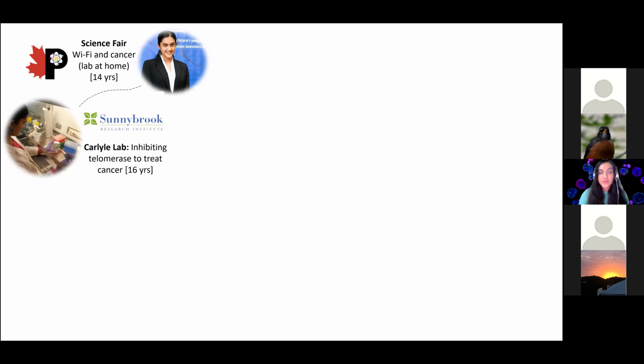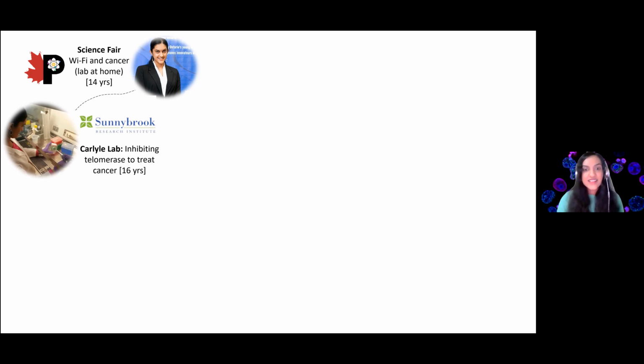I worked at the Sunnybrook Research Institute, which is a lab here in Toronto. And I was looking at a project that wanted to inhibit an enzyme called telomerase. And this enzyme is believed to be upregulated or overproduced by cancer cells because it allows them to proliferate faster and reproduce. So that was the project that I was working on. It was very much genetic focused.